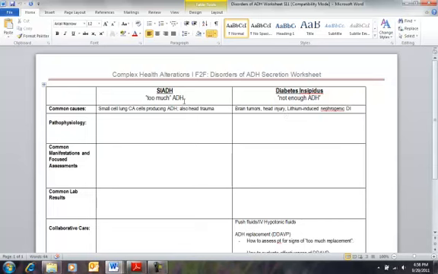So SIADH is too much ADH. As you remember, ADH causes the body to save water. So as you're saving water, your blood becomes more dilute and your urine becomes more concentrated. So as a result, the lab values that you're going to see, as the blood becomes more dilute, you're going to see lower serum osmolarity and probably lower sodium levels. Not because the sodium level is changing, but just because of the dilution effect.